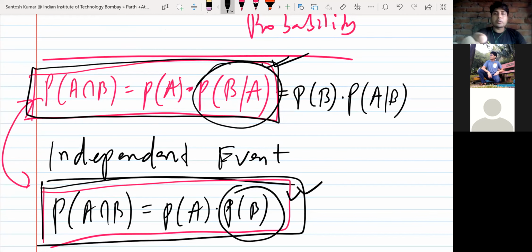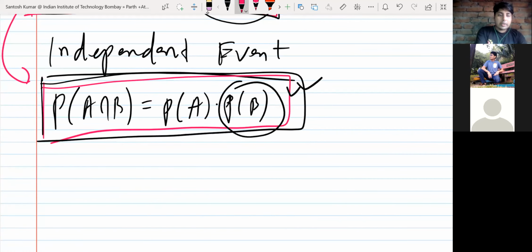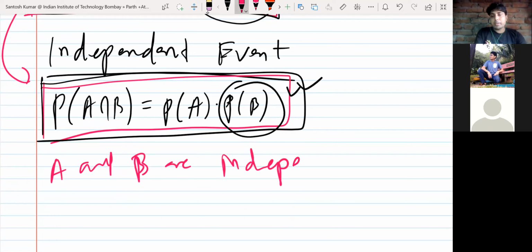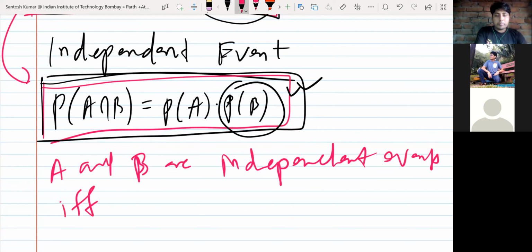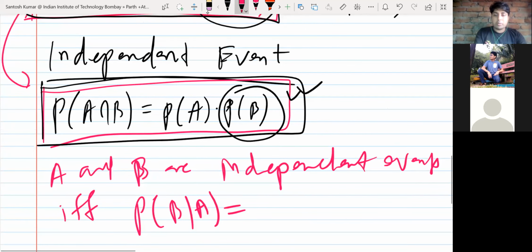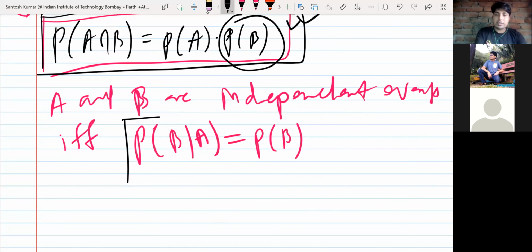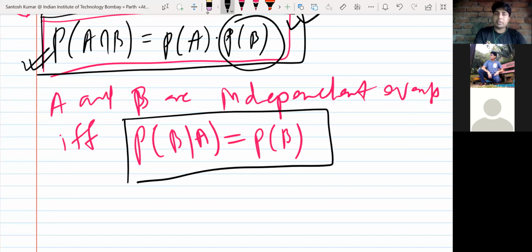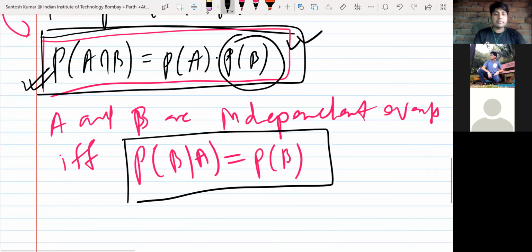So in other words, I can also write: A and B are independent events if and only if probability of B given A equals probability of B. There was B given A in general, and in case of independence, this becomes equal to probability of B. So this is also the other definition. In some books they write this as the definition and the above as a result. I use the above as the definition, and this is the result.